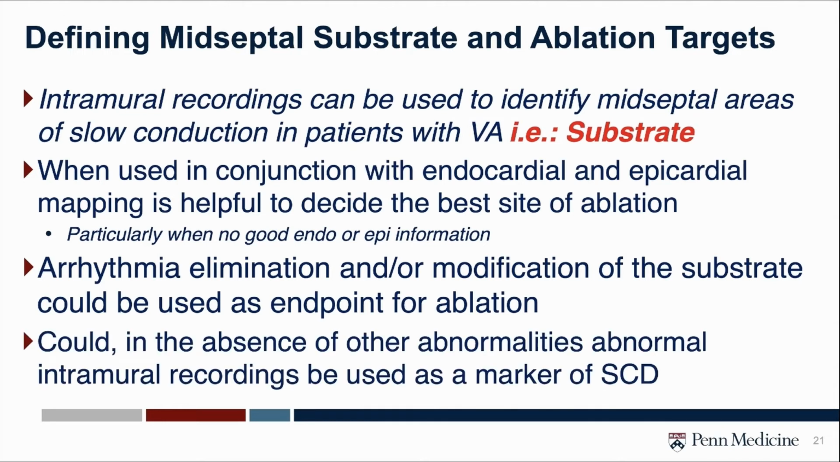And a provocative thought would be, if you don't have anything to define substrate, if you find late potentials in the septum, could this be a potential marker for sudden death? And this could be part of the future. But we really got to a point that for the first time, we can define intramural substrate based on the electrophysiologic characteristics of its slow conduction.